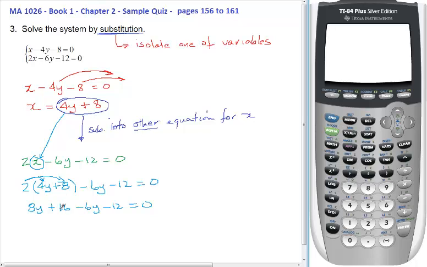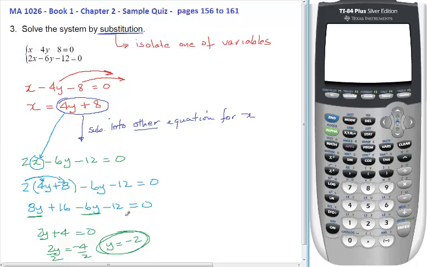Add like terms. I've got 8y subtract 6y. See, these two are like, I can combine them, and 8y subtract 6y is 2y. 16 minus 12 gives me plus 4 equals 0. Now, bring the 4 to the other side. I get 0 subtract 4, or negative 4. Now divide each side by 2, so y is equal to negative 2.